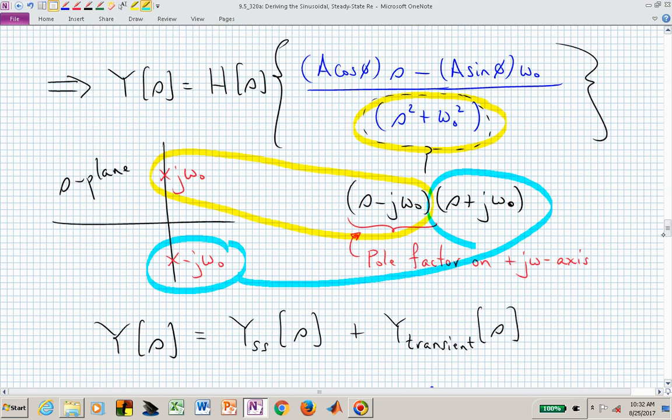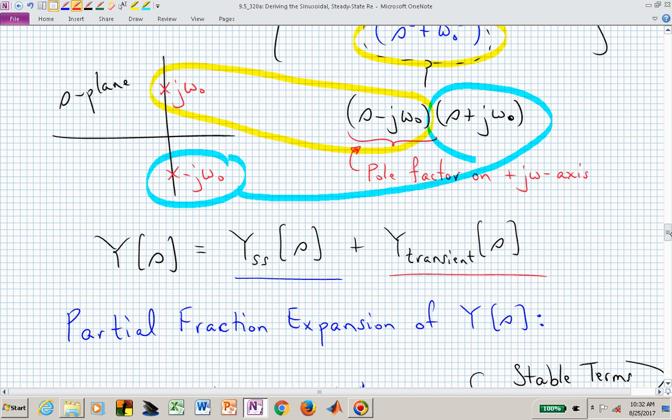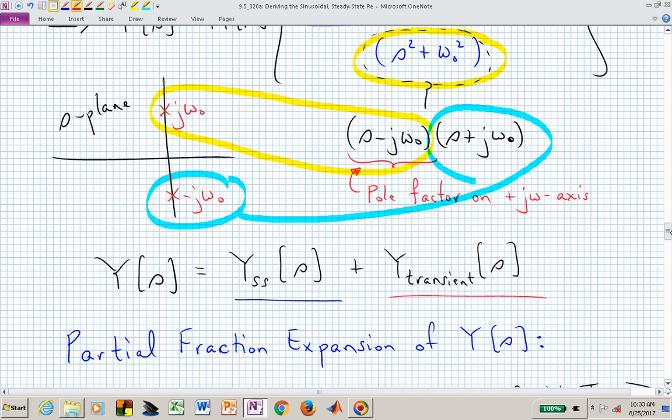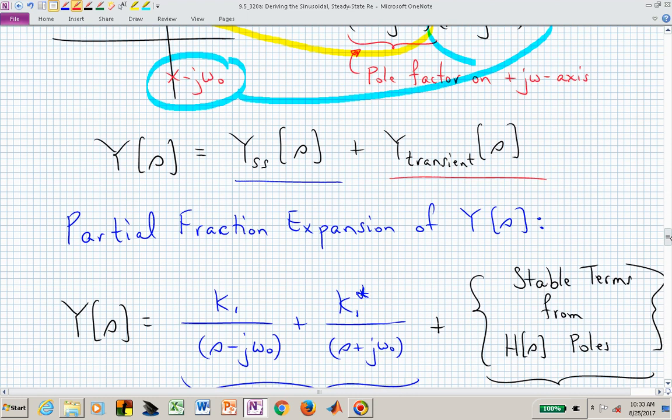Again, I didn't stick with my color coding, we have y steady state, which is blue, and y transient, which is red. We're separating the complete response into its two pieces, a sinusoidal steady state piece and a transient piece. And the transient piece is due to the poles of capital H of s, which we are assuming is stable. So those disappear after 5 time constants.